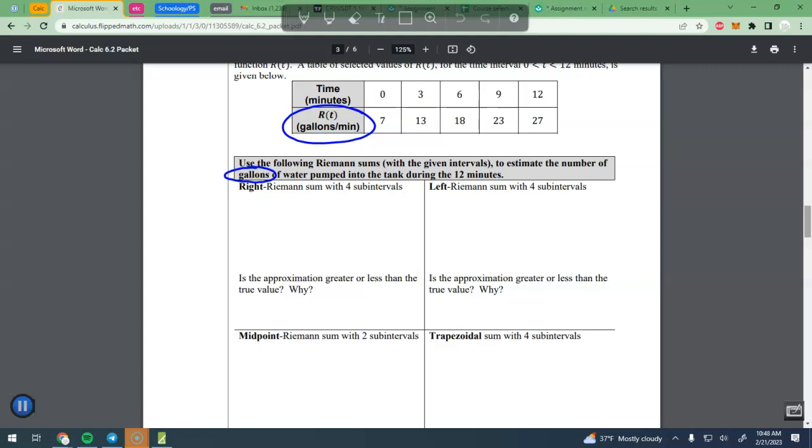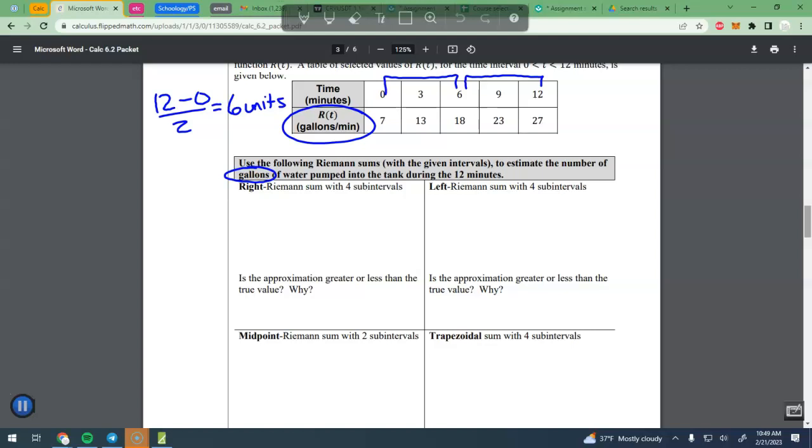We don't know how to integrate yet, but integration is area, and we're going to use rectangles to estimate the area underneath that table. So we did left and right last time. So if I do midpoint with two sub-intervals, I'm going from 0 to 12, and I want two sub-intervals. So each sub-interval is going to be 6 units wide. My first sub-interval is going to be from 0 to 6. The second sub-interval will be from 6 to 12.